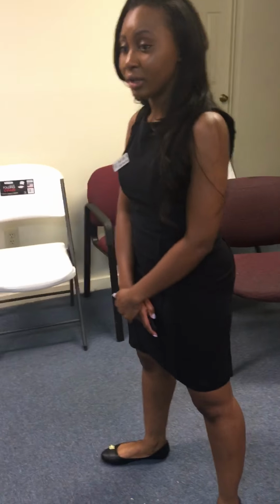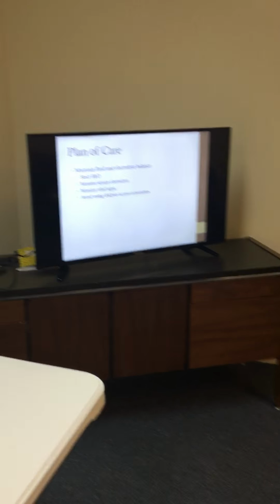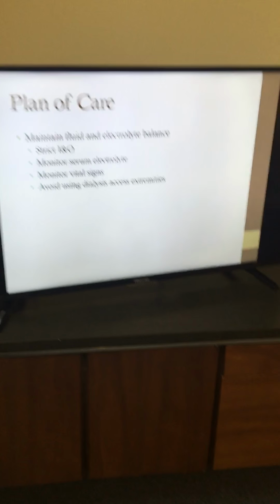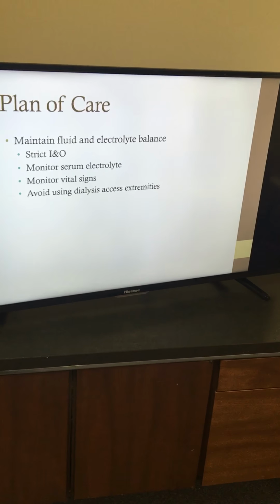We want to do this because oftentimes when we have fluid overload, you will have an increase in serum sodium or potassium, which we know we would then want to monitor our ECGs because it could cause problems within the heart. We also want to monitor vital signs, ensure that the blood pressure is not increasing or decreasing too rapidly, because if the blood pressure drops too low, we know that then our kidneys are not being perfused properly.